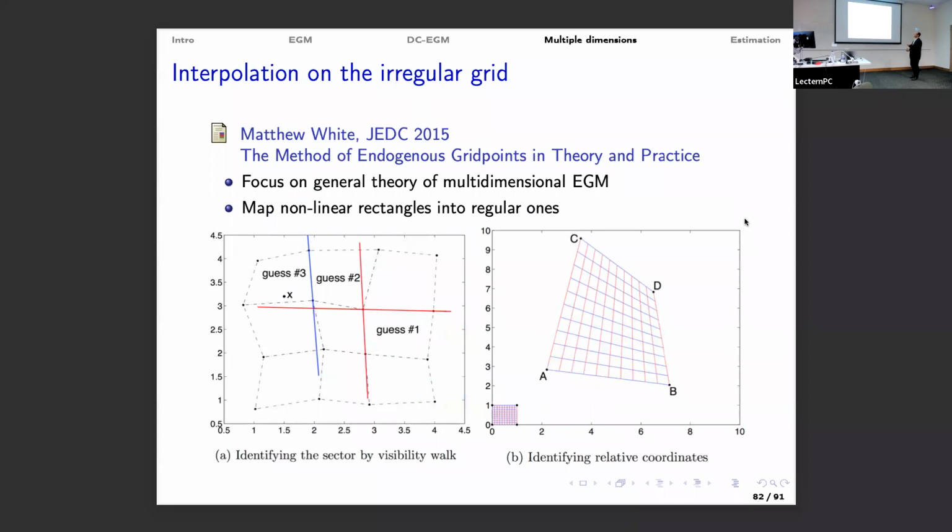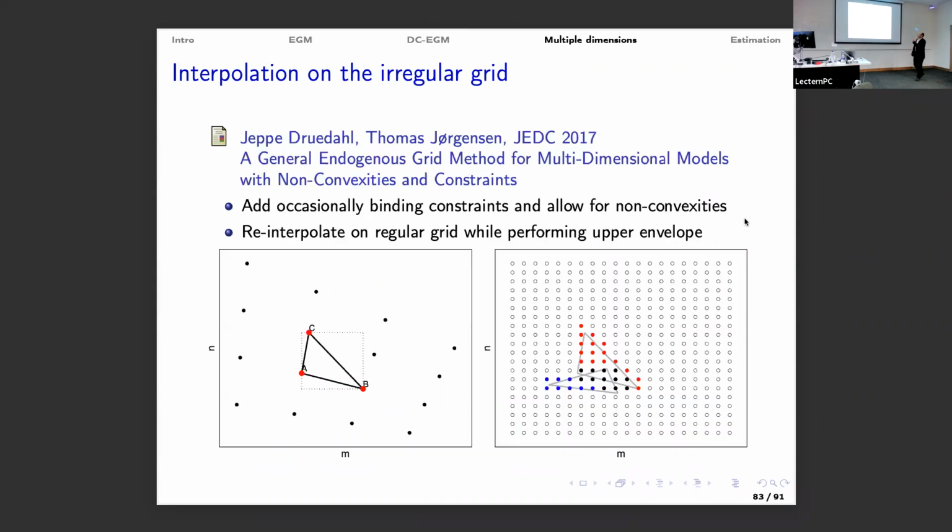There is a paper by Matthew White, 2015, where he comes up with an algorithm to map the irregular squares into regular squares, then do interpolation on the simple square, and then perform the inverse transformation to get back. I guess it's unclear how generalizable this is, and how you can robustly define these nonlinear cells. All right, then there's a paper by Jeppe Druedahl and Thomas Jørgensen in Denmark.